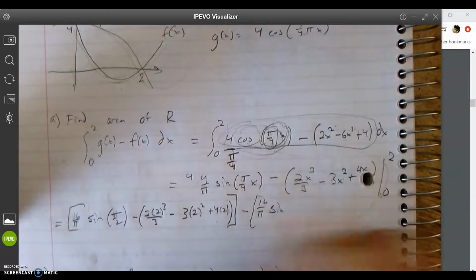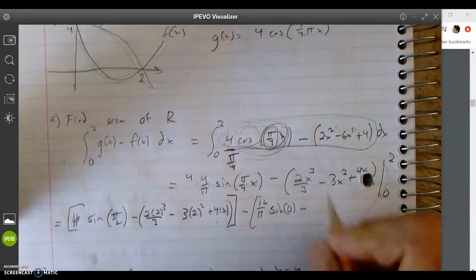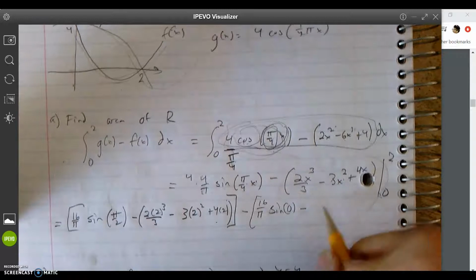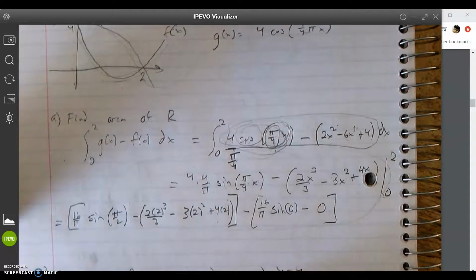Sine of 0: 0 times pi over 4 is 0, minus, this is 0, minus 0 plus 0, so it's just minus 0. So this is all 0 right there, because you plug in 0, all that stuff is 0. All right, cool. Let's keep simplifying.